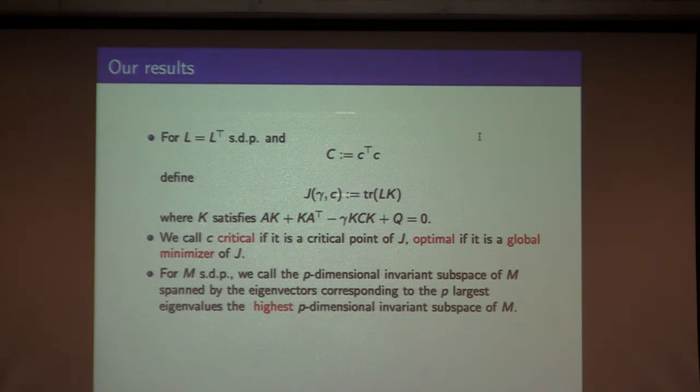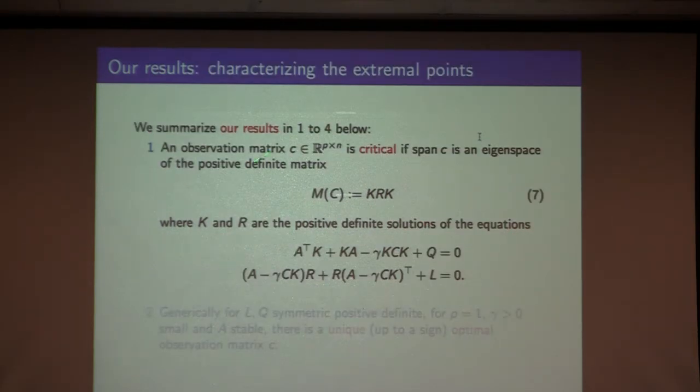Okay, so here are our results. An observation matrix C is going to be a critical point of the function J if the span of C, so we're going to see the only thing that matters is not C, but just the vector space it spans, is an eigenspace of this positive definite matrix M, defined as a product K R K, where K is a solution of the Riccati equation, and R is a solution of this associated Lyapunov equation. All of these will have positive definite solutions, so M will be positive definite. So C is critical if its span is an eigenspace of this matrix.